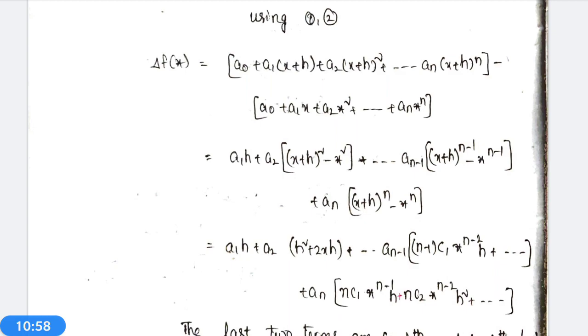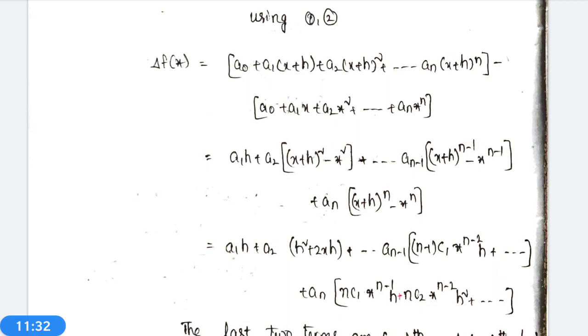What is the second term in the first series? a1 into x plus h, that is a1x plus a1h. What is the second term of the second series? a1x. So both a1x are cancelled. We get a1h plus a2 into x plus h whole square minus x square, that is 2hx plus h square, plus etc. The last term an into x power n are cancelled.